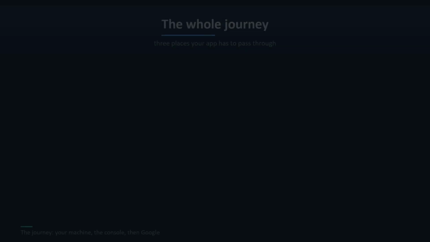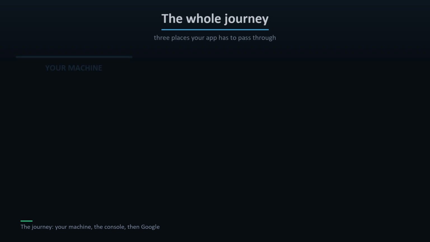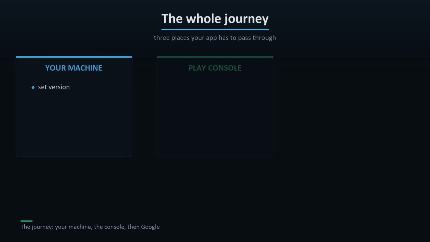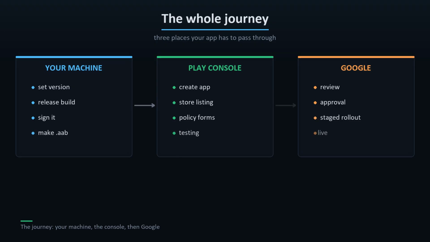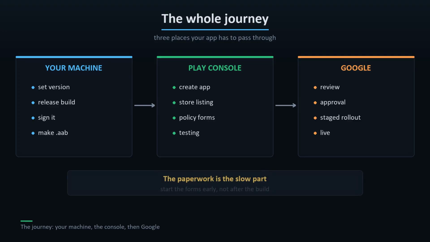Here is the shape of the journey. On the left, your machine. You set a version, build a release, and sign it. In the middle, the Play console. You create the app, fill the listing, and answer the policy forms. On the right, Google. Review, then rollout. Most people rush the left side and then get stuck for weeks on the middle. The paperwork is the slow part, so start it early.